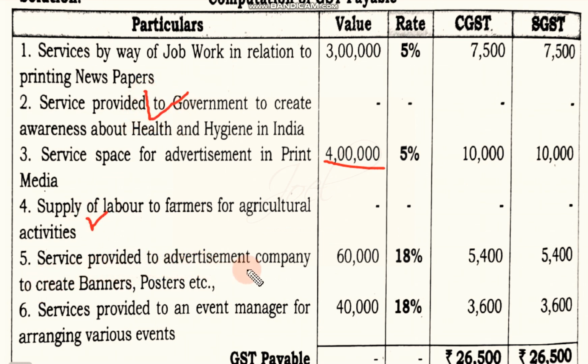Then services provided to the advertisement company, 60,000 into 18%, you will get 10,800, divide it in equal portion, write it under SGST and CGST column. Next, services provided to the manager for arranging various events, 40,000 into 18%, you will get 7,200. So you will divide it equally into two installments. So this is the way you will use to solve the problem.